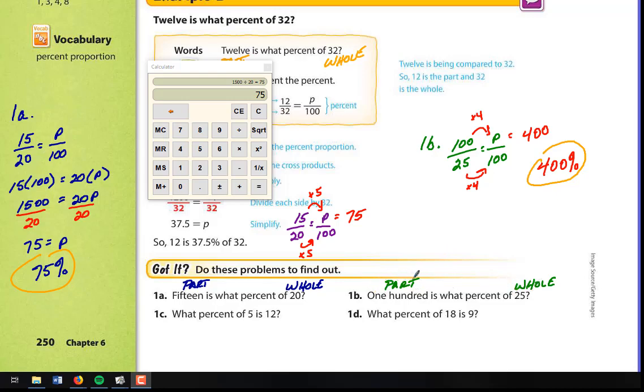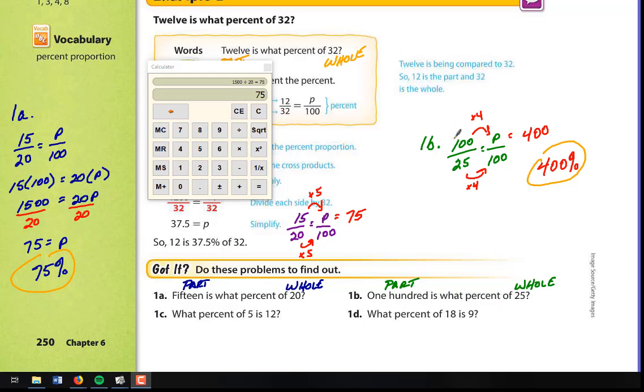100 is actually the part this time. 25 is the whole. It's possible to have a part that's bigger than the whole. If you've ever opened up a package of crackers or potato chips or anything, where a serving size is, let's say, 12 ounces, and it's a 24-ounce bag, and it says serving size 12 ounces, number of servings in container 2. Well, if you eat that whole bag, you've eaten 200% of the single serving. All of the calorie information, the other dietary information is all based on that single serving.